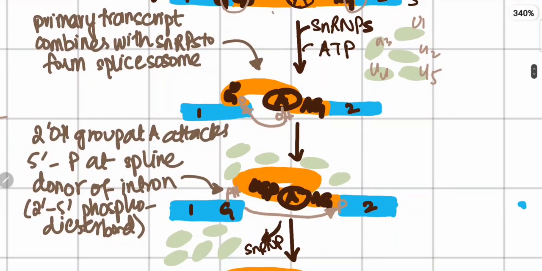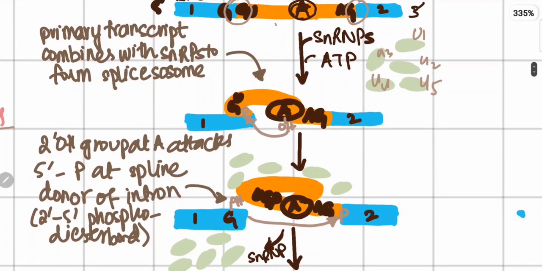Let's see how that happens. We have a SNRP and ATP coming in. The primary transcript, you see the primary transcript right here, is going to combine with SNRP and form a spliceosome. So the spliceosome is the primary transcript, SNRP proteins, and these uracil-rich proteins. These are all SNRPs, basically, and they are going to get attached.